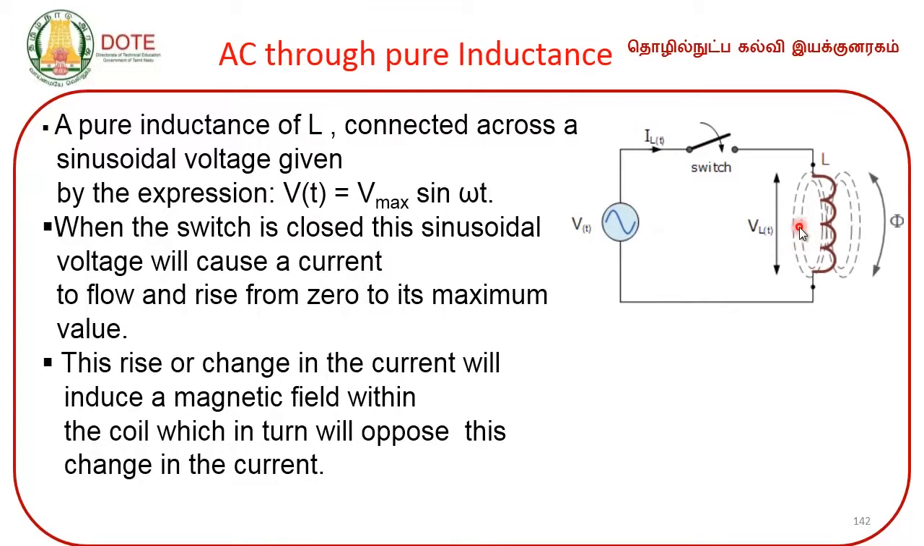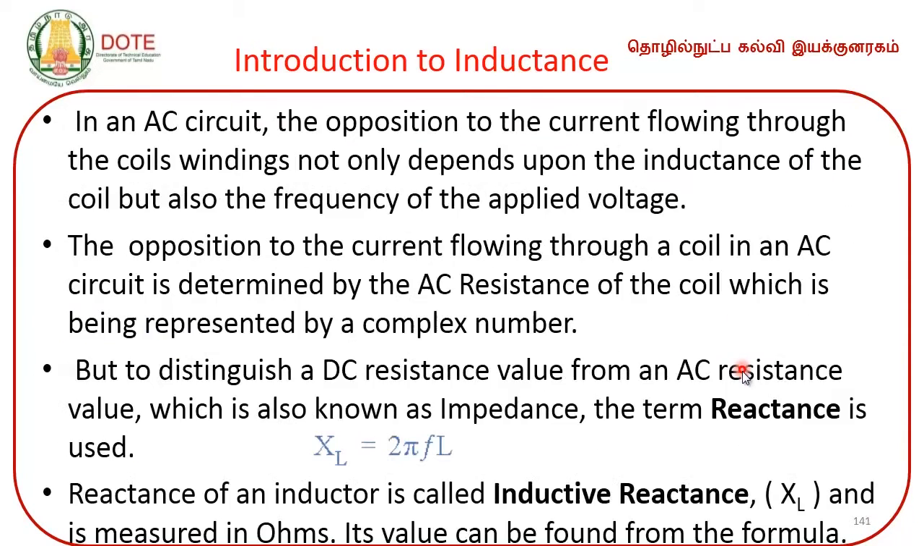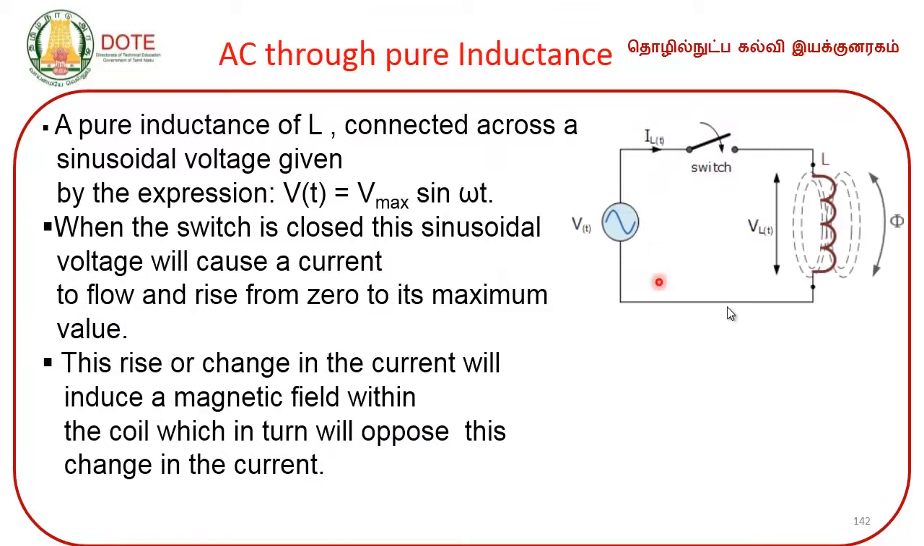So, AC through pure inductance. We understood what happens when DC is connected across pure inductance; we saw how an inductor behaves with DC. Now we have to see how the same inductor behaves when AC is connected, right? So when the switch is open, no current flows through it, no voltage, so no flux. What happens when the switch is closed? Here the applied voltage source is AC, that is V of t equal Vm sin omega t. So when the switch is closed, the sinusoidal voltage causes the current to flow through the coil.